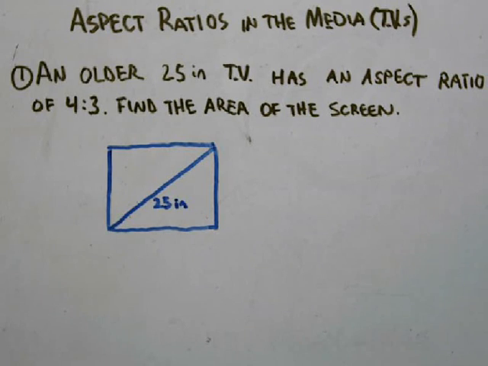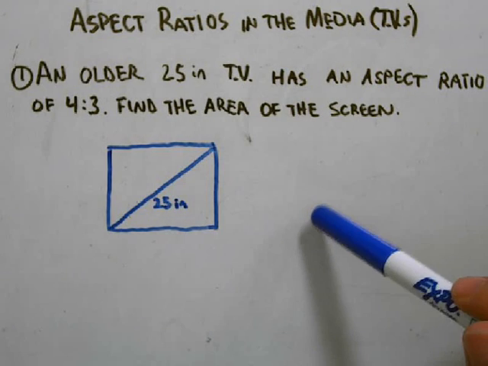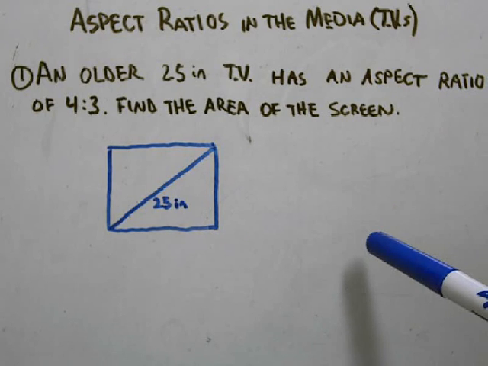So let's take a look at aspect ratios. For this standard of aspect ratios, we're going to have two types of problems. One dealing with TVs and monitors and that sort of thing, and also using tires. And the tires will be in the next video.